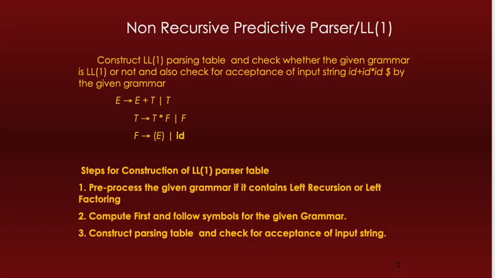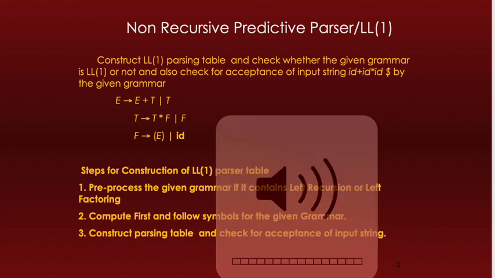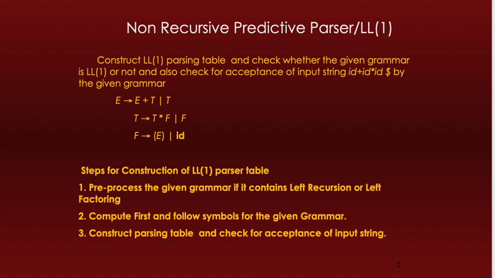Today I'm going to explain a topic, the non-recursive predictive parser, which is also called the LL(1) parser or table-driven parser. Basically, this parser comes in the second phase of a compiler, where we have two kinds of parsers. The first is the top-down parser and the other is the bottom-up parser. In top-down parsing, we have a non-backtracking, non-recursive variant, the non-recursive predictive parser, which we call LL(1) or table-driven parser.